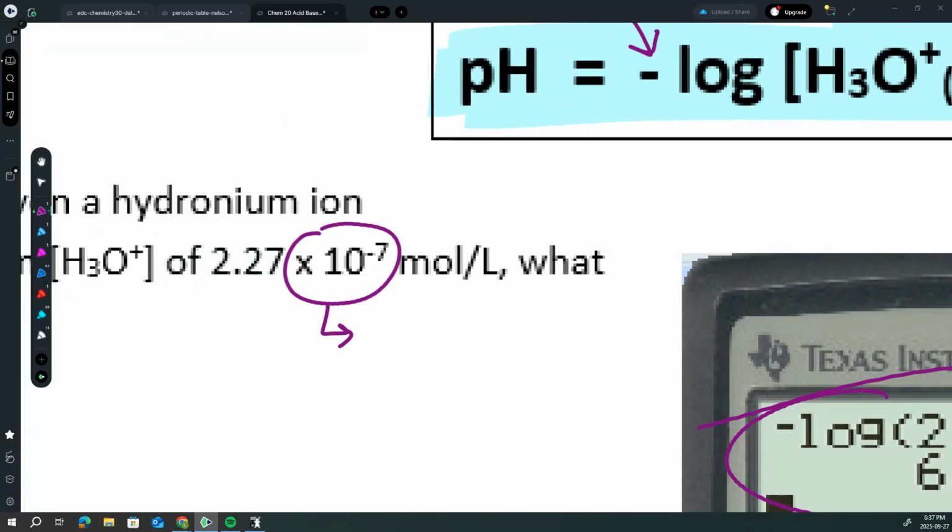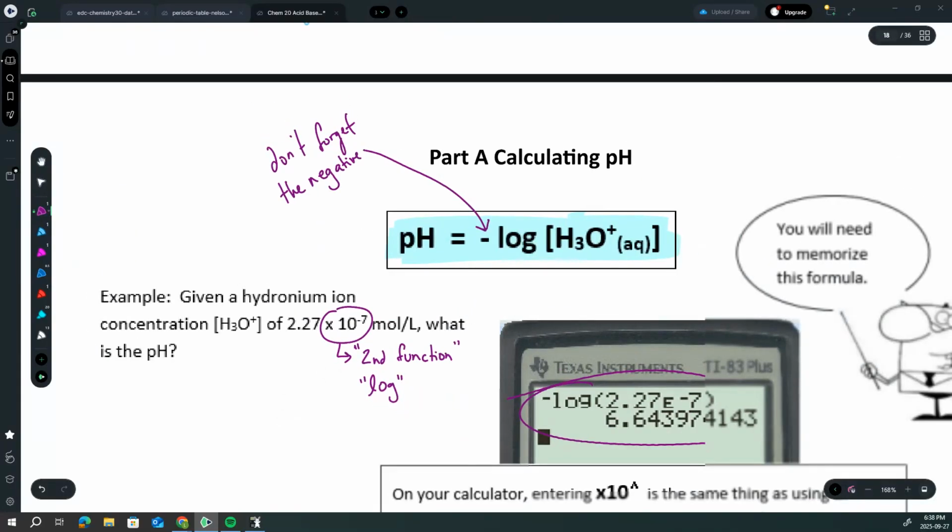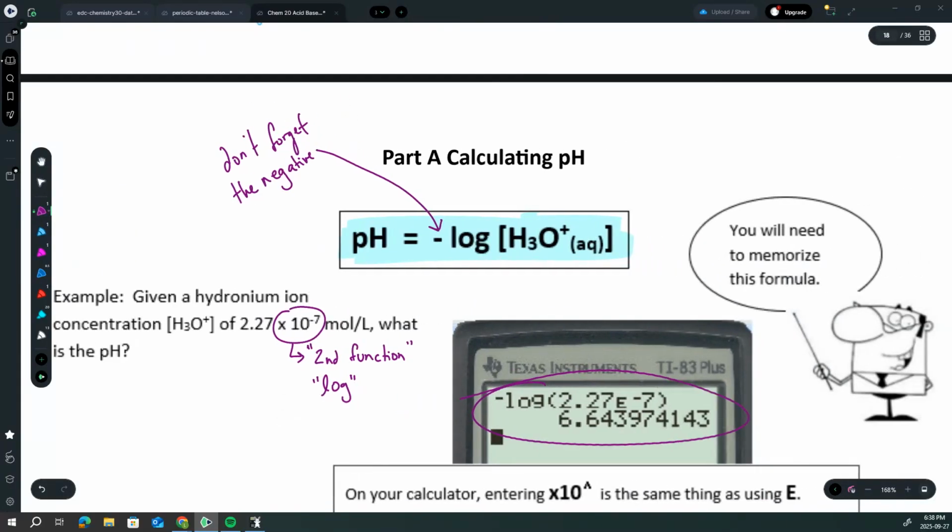For this, you go second function and then log to get that times 10 to the power of whatever. And just as another reminder, the square brackets just mean concentration of whatever's inside of the square brackets.